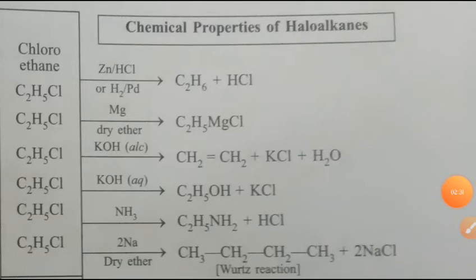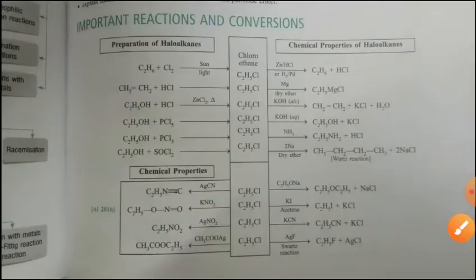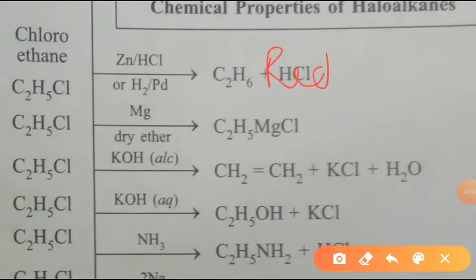Now here you can see that from chloroethane what other compounds can be formed. So here we are dealing with the chemical properties of haloalkane. So when you react chloroethane with zinc and HCl or hydrogen and palladium, it is called reduction. Then in place of Cl you will get H, so it's a reduction.